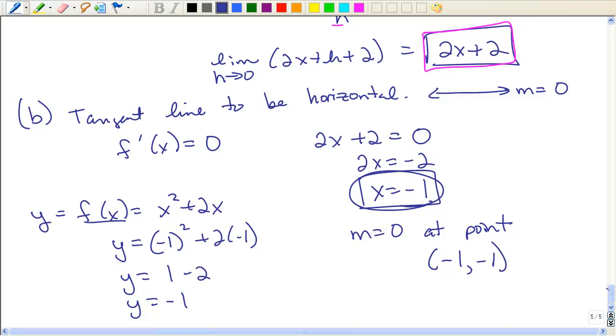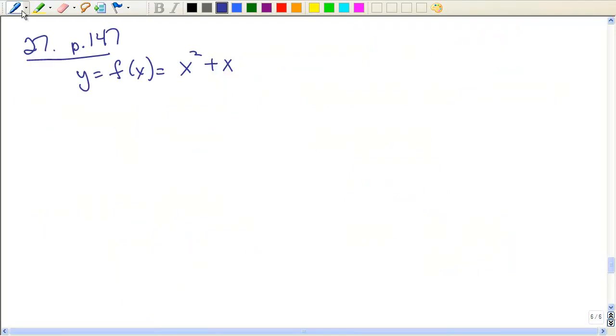Don't worry about sketching a graph. I'm not going to ask you to do that on the test. If the computer asks you to do that, you may use a graphing calculator, but don't really worry about that part. Okay, this is number 27 in your book, Part A.